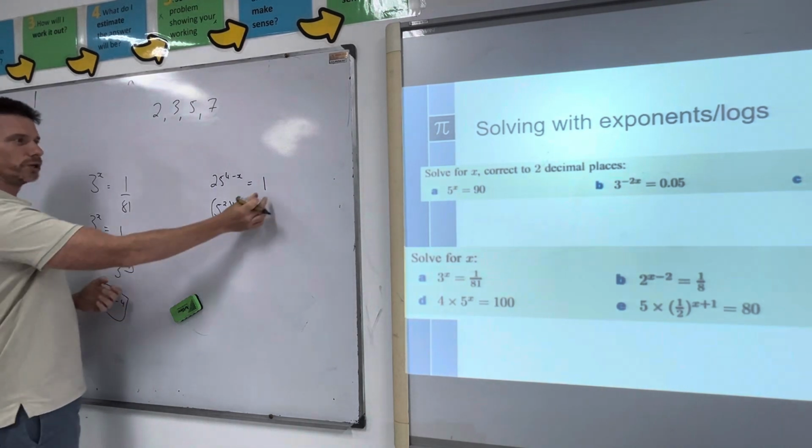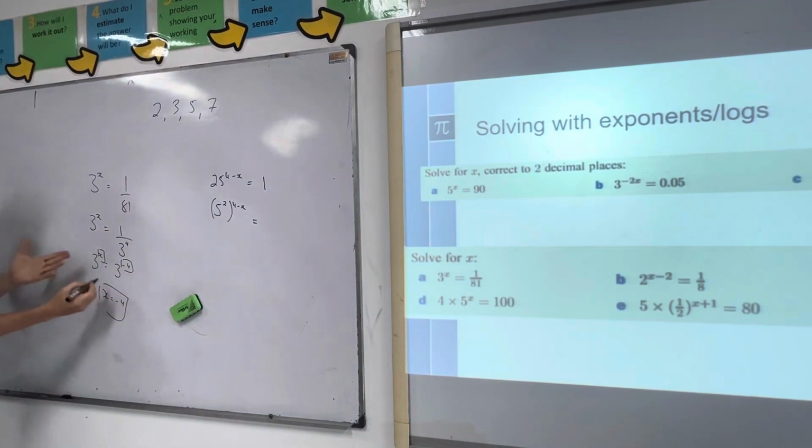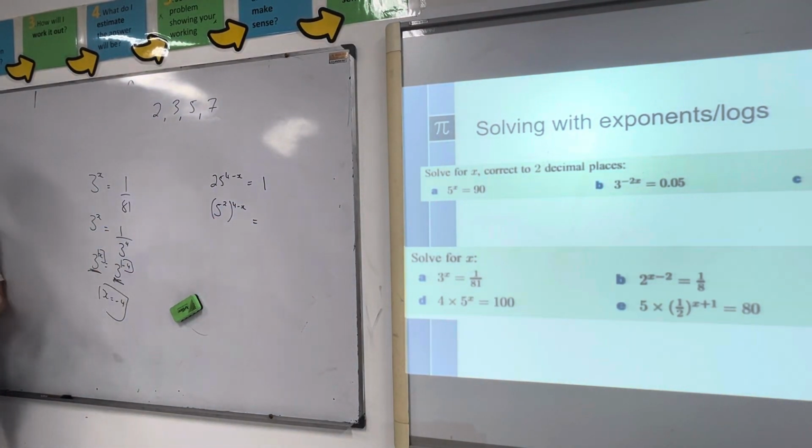What will I change the 1 to? I want to get into this situation where there's just the same base on either side, and I can just say that equals that.